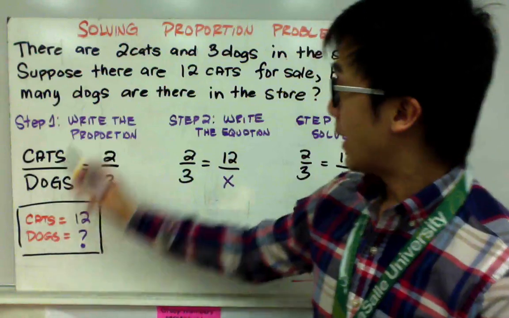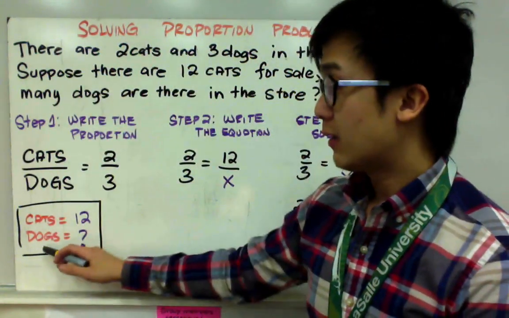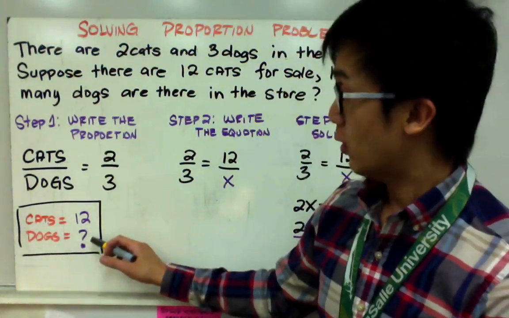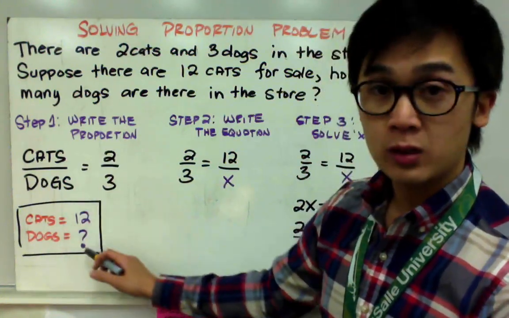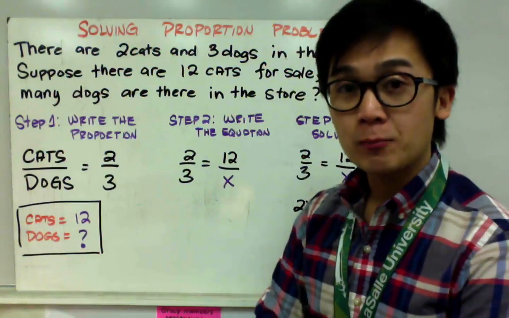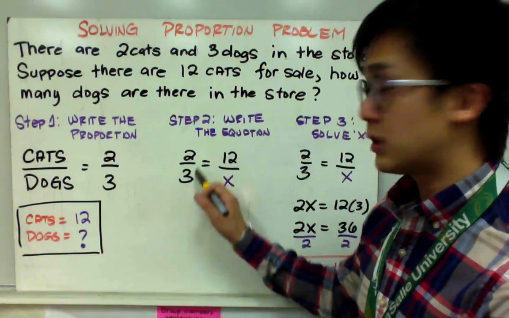Pero dito daw, sa loob ng store na to, meron tayong total na 12 cats at hinahanap natin kung ilan naman yung total ng mga aso. So, again, ito yung ratio nyo at ito naman yung actual number ng pusa at aso doon sa store. So, yung second step, magso-solve na tayo ng x. So, ito yung ating unang ratio, 2 is to 3.